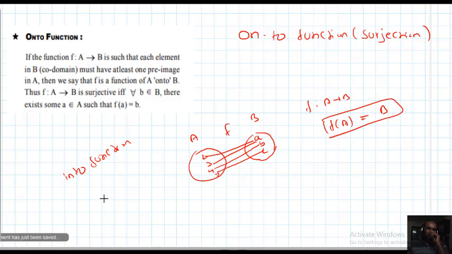Function not onto, into. One-one also into function only. One-one also many-to-one function. One is into function only, because not onto, no. Any function not onto is called into function.